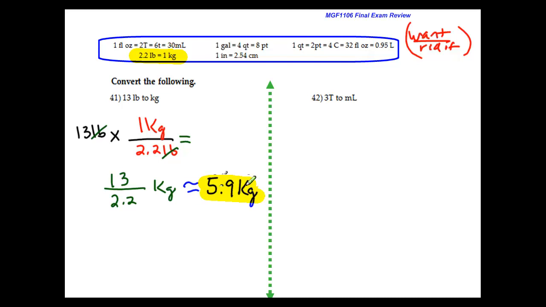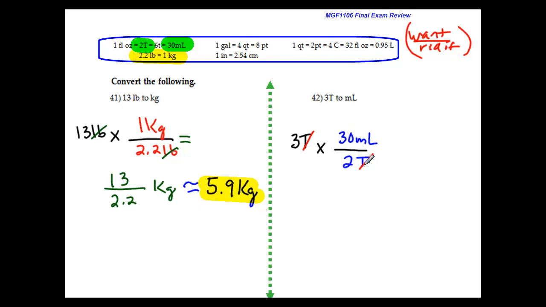Going to number 42, we are starting with 3 tablespoons. We're going tablespoons to milliliters. 2 tablespoons equals 30 milliliters. Again, be careful when you plug it in. We want the milliliters, so the 30 milliliters goes in the numerator. We want to get rid of the tablespoons, so the 2 tablespoons go in the denominator.